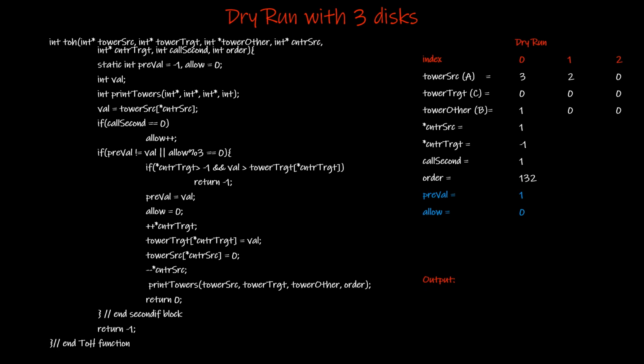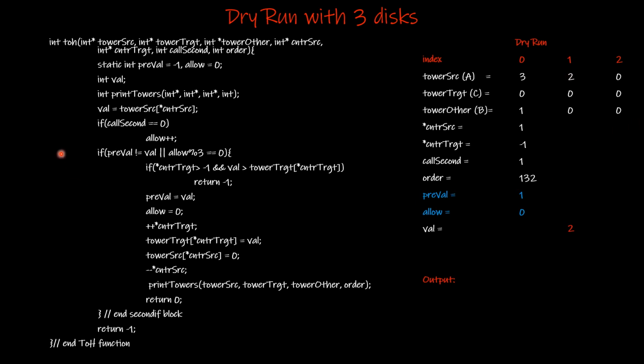Int val is created with no value assigned to it. Print tower function is declared. Val is assigned value from counter source of tower source. The tower source is A. Okay. Our counter source is 1, so the value is this. So val is now going to have value as 2. Okay, so that is the value assigned to val, right?